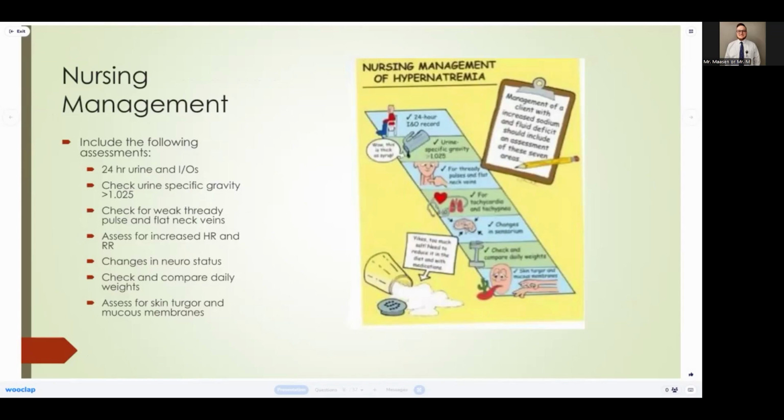Treatment is very similar. Do an intake and output, urine specific gravity measurements, watch for changes in neurostatus, monitor daily weights, monitor skin turgor, trying to get the urine specific gravity back to normal. Heart rate and respiratory rate always, and their neurological status would be like an end for both hyper and hyponatremia. Neurological status changes could be signs that are towards the end of the process.